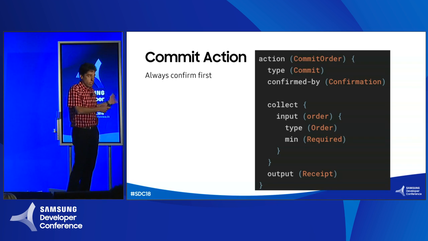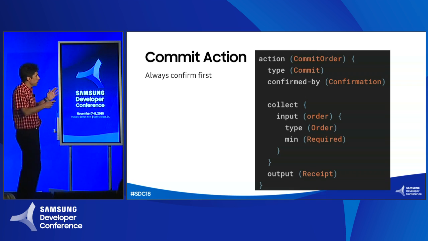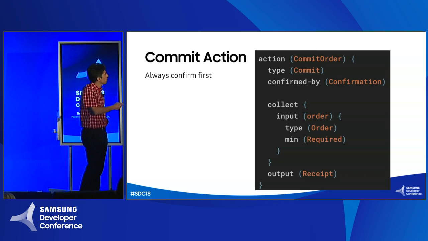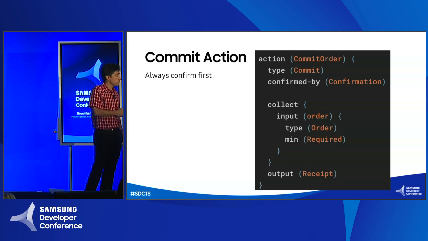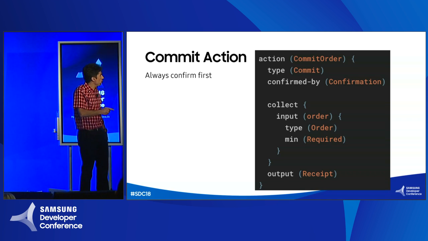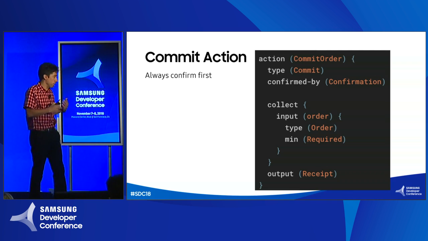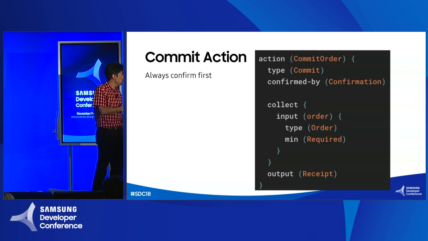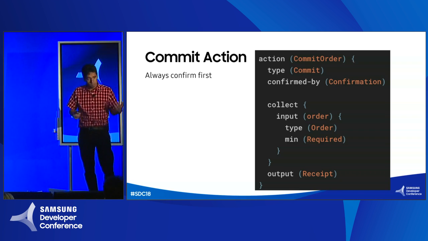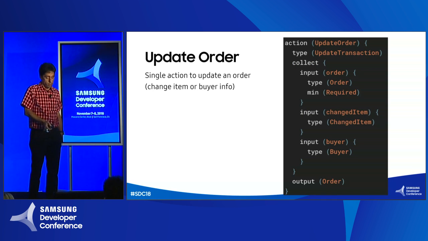So that was create order. This is where, if the user confirms, if the user is happy and wants to commit, then the commit order action is invoked. This is subtype commit. We have an extra annotation here which tells Bixby that it has to ask for confirmation before going ahead and executing this action. The input is the order, and the output is the receipt. Basically, that part is pretty straightforward.